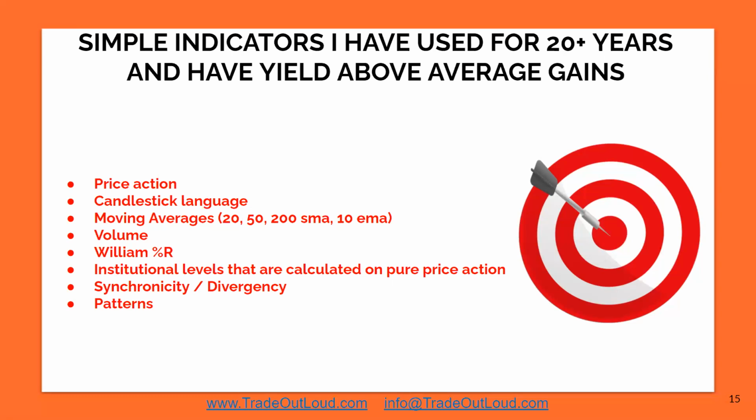So what do I use? I use price action. That means candlesticks and the reaction between bulls and bears. I also use candlestick language for patterns. I use moving averages. I use the 20, 50, 200 SMA, and I use the 10 EMA. EMA is the exponential. Or if you do not want to use the 10 exponential moving average, you can use the 8 simple moving average, which is very similar to the 10 EMA.